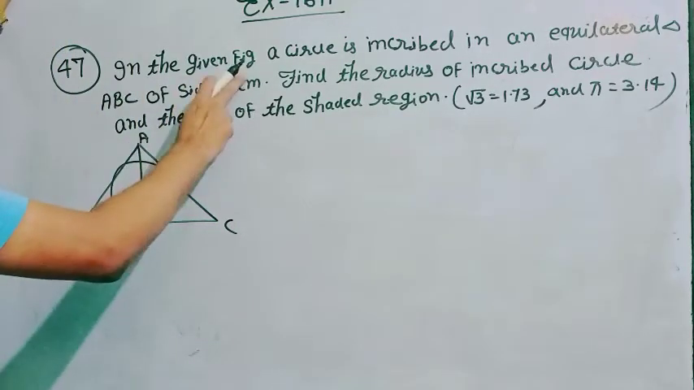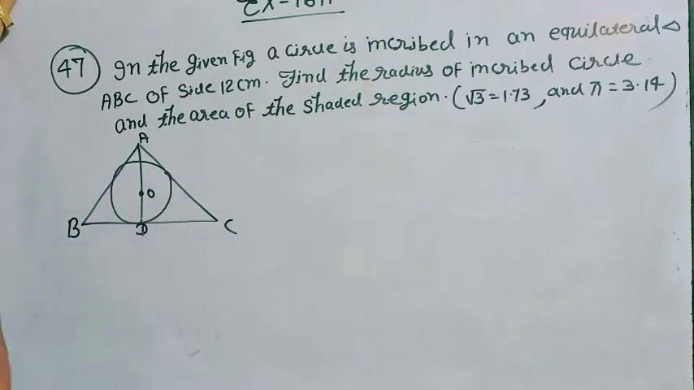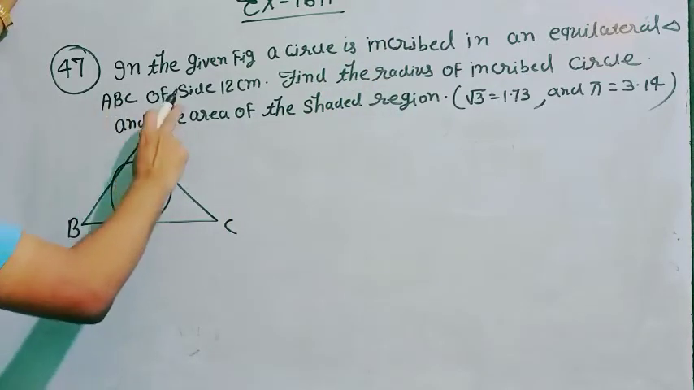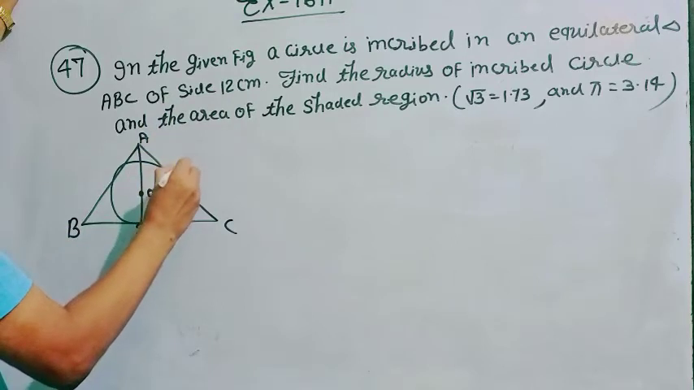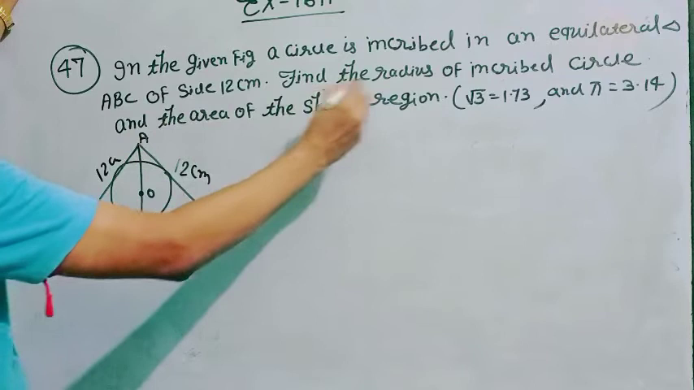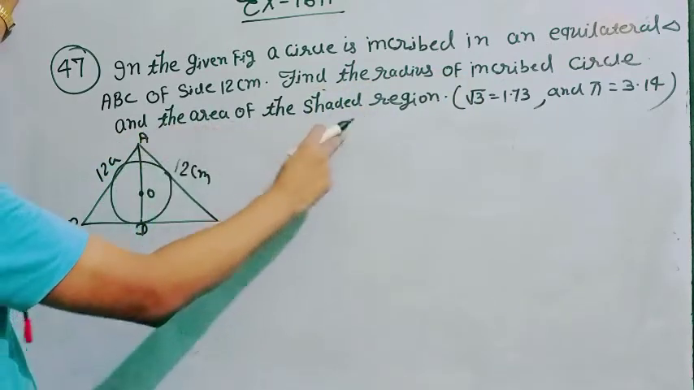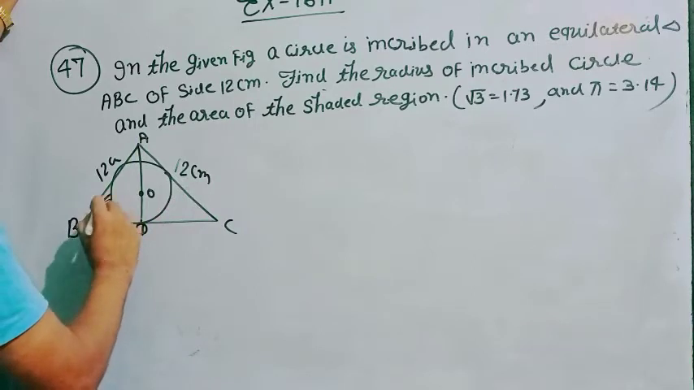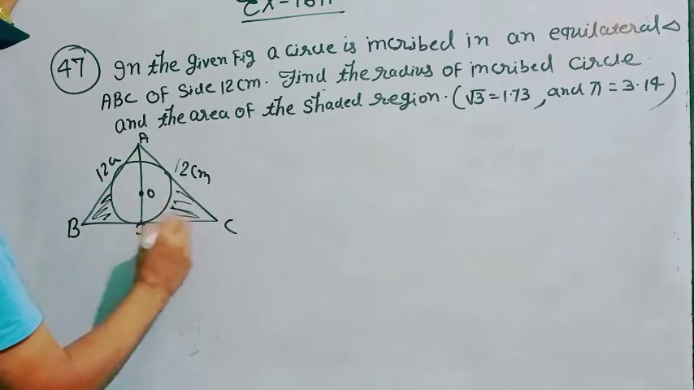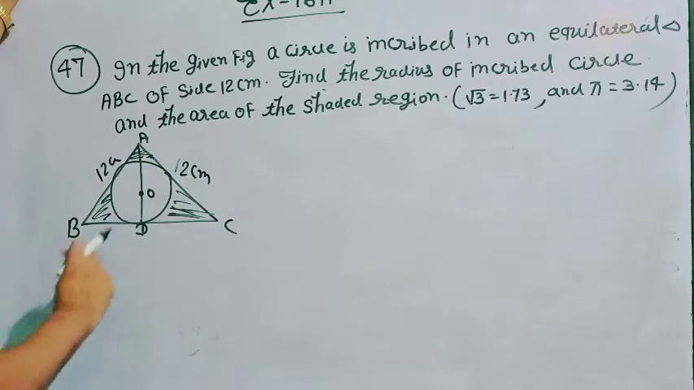In the given figure, a circle is inscribed in an equilateral triangle ABC of side 12 cm. Find the radius of the inscribed circle and then the area of the shaded region. So this part is shaded, and what is the area of this shaded region? So dear student, your first work is to find the radius of this circle.